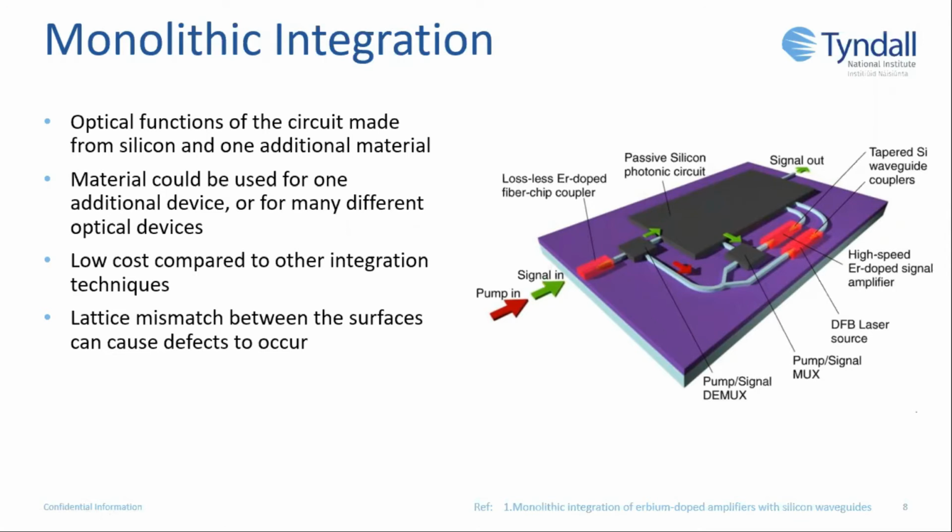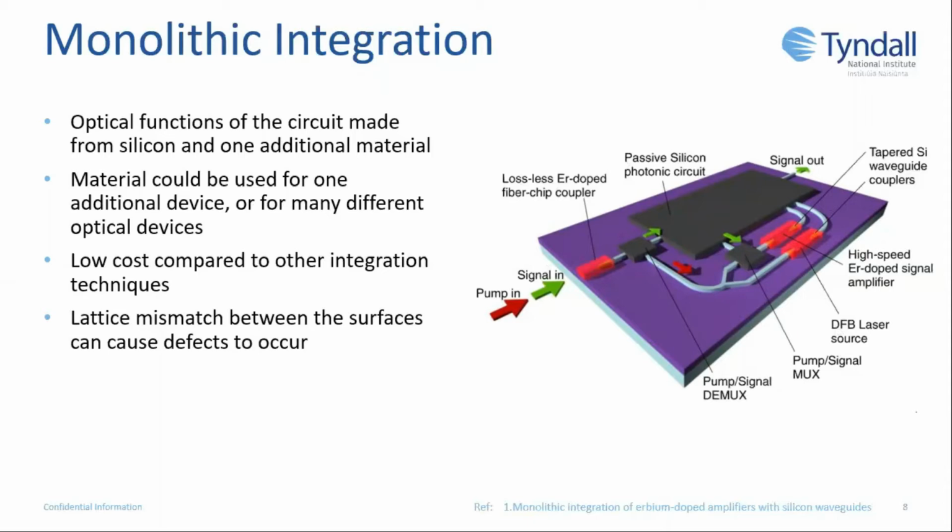Monolithic integration is the direct epitaxial growth of material onto the silicon wafer. So the optical functions of the circuit would be made from silicon and one additional material. The material could be used for one additional device, or it could be used for many different optical devices. There's an example over here where they've used erbium material for the DFB laser source and for the fiber chip coupler, and then the rest of the circuit is made from silicon. This is actually a low cost technique compared to the other methods.